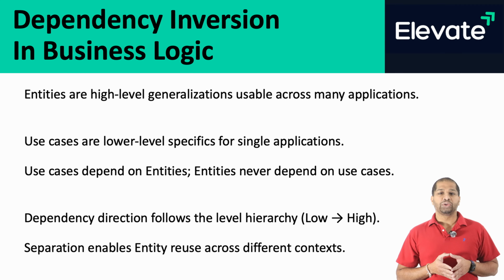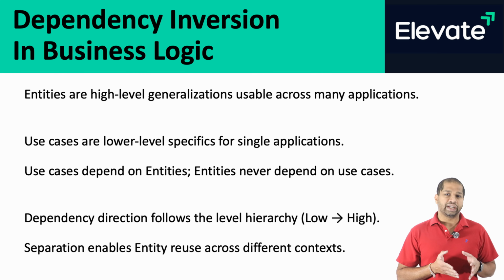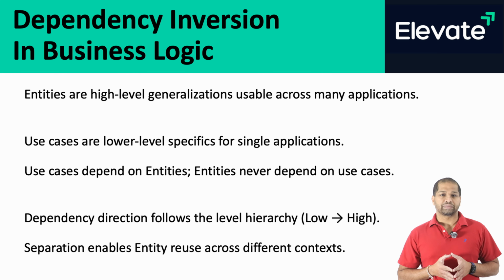The dependency rule holds firm here. Use cases which are lower level must depend on entities which are higher level. The entities must never know about the use cases that call them. This inversion of control ensures that the core business logic remains the most stable and independent part of the system.